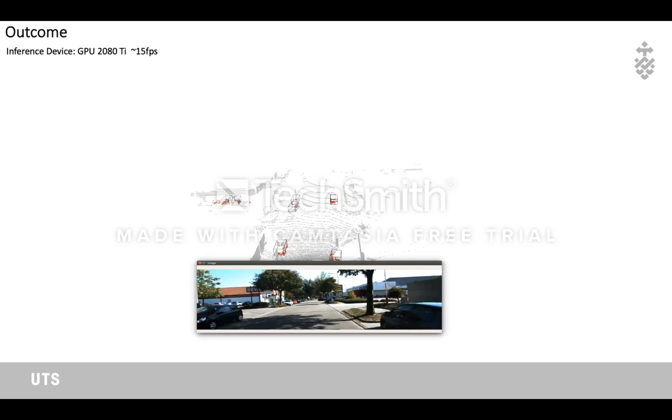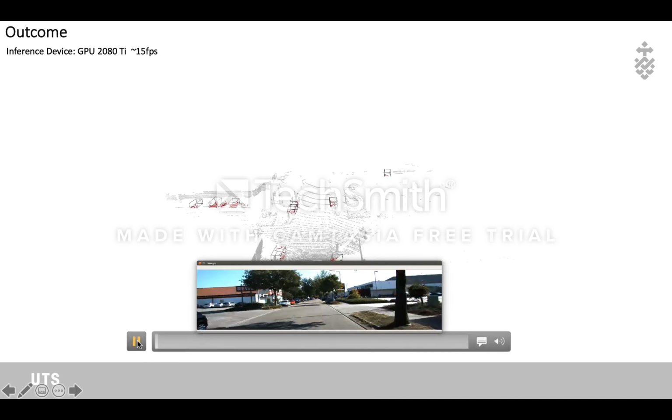Here is the demonstration of our model. We run inference of our model on a 2080 Ti GPU, which can reach 15 frames per second.